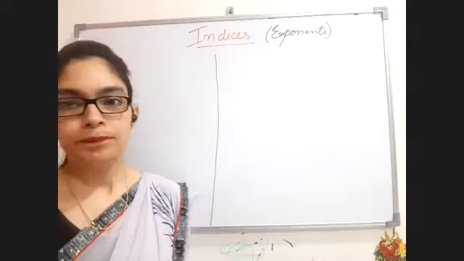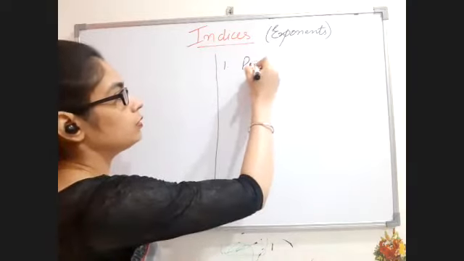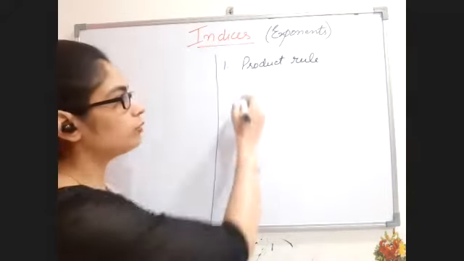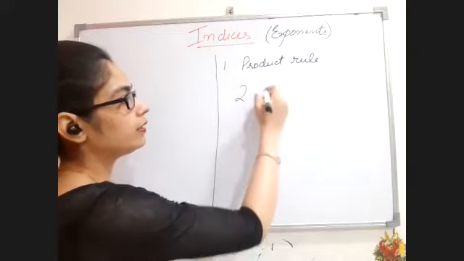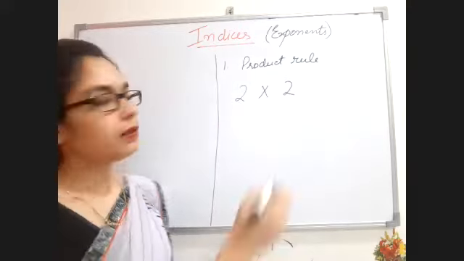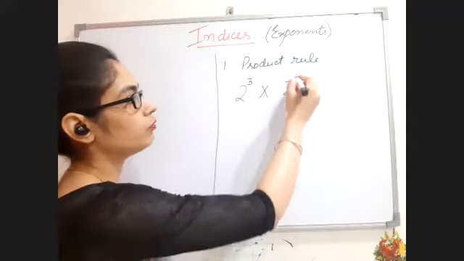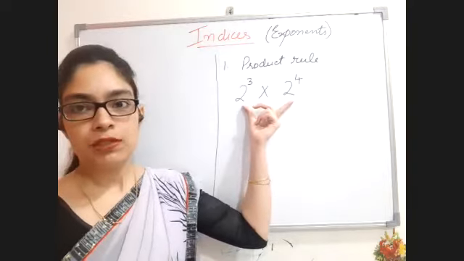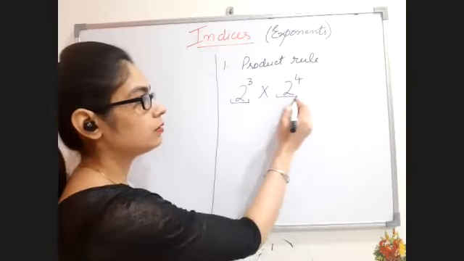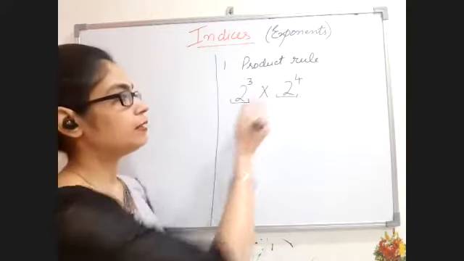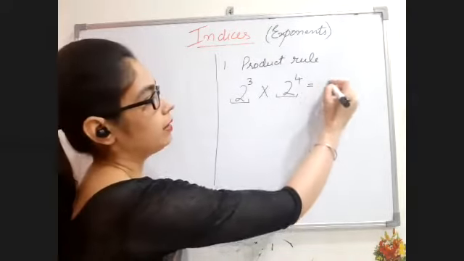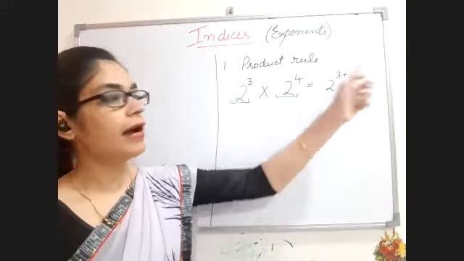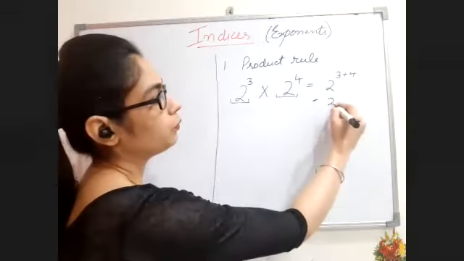First rule, the product rule. Product rule means when two numbers, like let's say 2, are getting multiplied with 2 only, but the powers are different. Here 3 is the power, here 4 is the power. The product rule says that when the bases are the same, and I already explained that this number is a base, and they are getting multiplied, the powers should be added. So it will become 3 plus 4. The base we write only one time and we add the powers. So it will become 2 to the power 7.